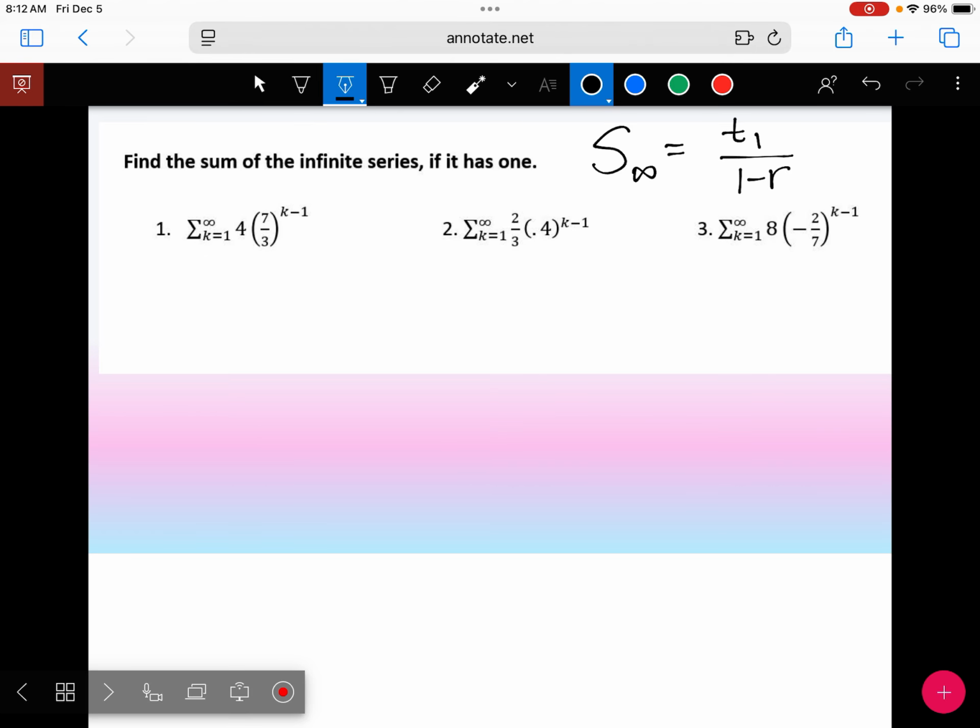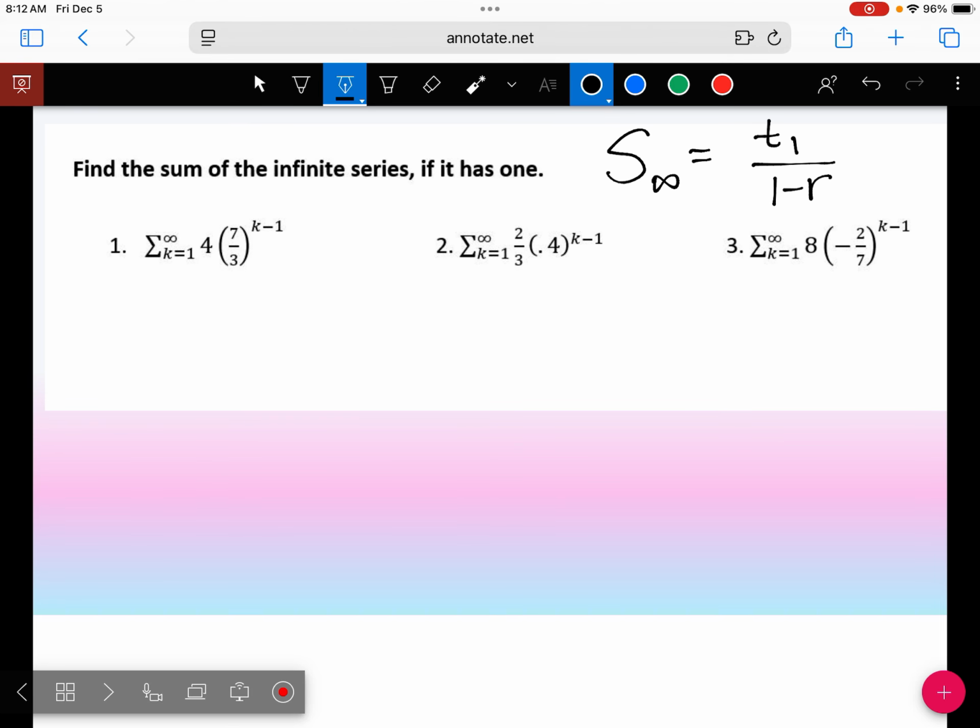So looking at question number 1, I think we're on page 12. The R value is 7 over 3. Can I use my formula or not? Who says yes? Who says no? It's no. And why is it no? Because 7 over 3 is greater than 1. So this has no sum.